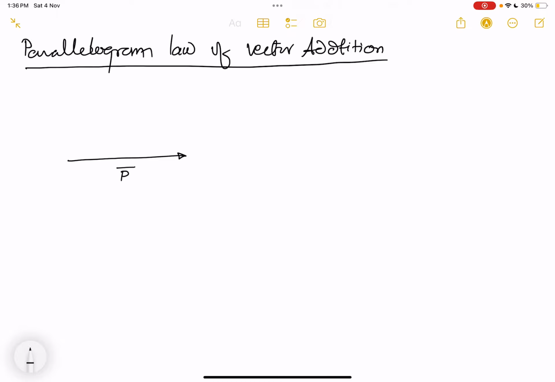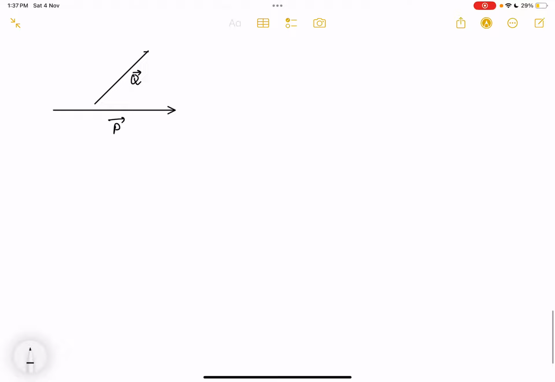Okay. Other vector is vector q. Okay, I want to add them. So how do I add them? So let us pay attention. We will use the parallelogram law of vector addition. This is a more detailed law than the triangle law.